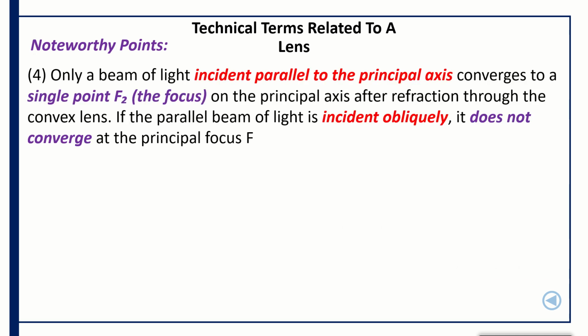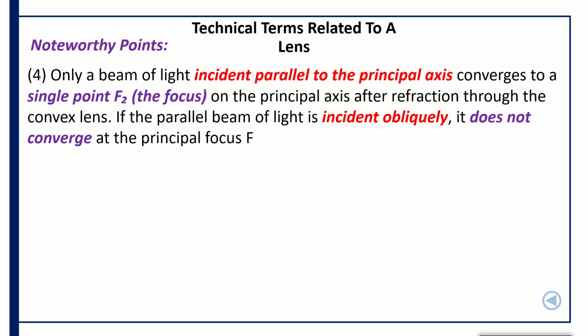Now, point number 4 here: only a beam of light incident parallel to the principal axis converges to a single point, or converges at the focus on the principal axis, after refraction through the convex lens. If the parallel beam of light is incident obliquely, it does not converge at the principal focus. It will not converge at the principal focus.